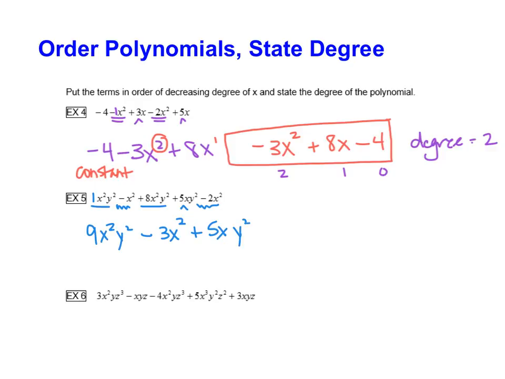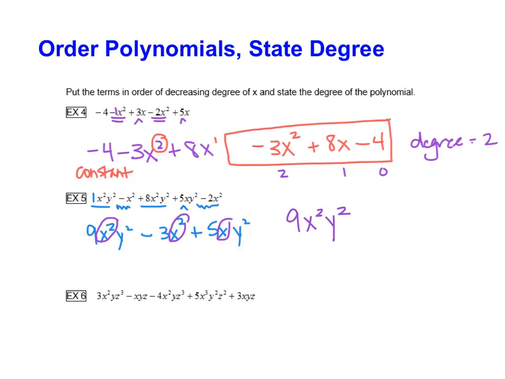Alright, so first we just combine our like terms. And we're going to order this based off of our x variable. So here's an x squared, here's an x squared, and here's an x to the first power. So the proper order of this, you have two terms with x squareds, but they're not like terms, we can't put those together. So we're going to put this 9x squared y squared first.